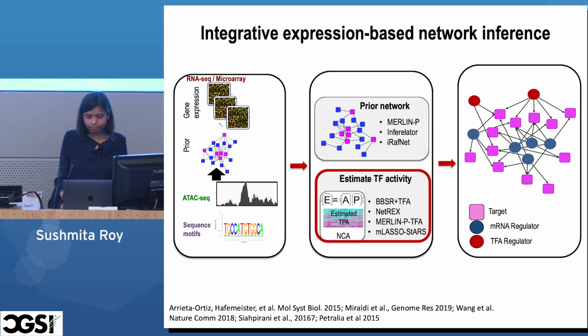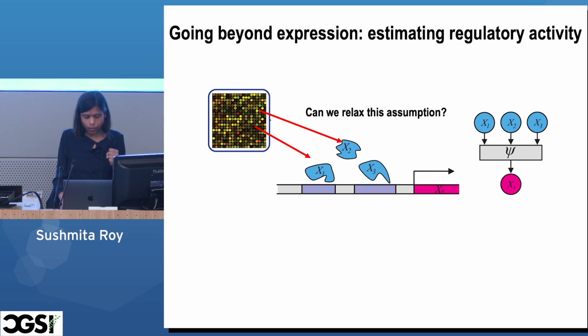So the second direction has been what is called estimating transcription factor activity. One of the big criticisms with using mRNA level of a regulator is that we know it's not really the mRNA level of the regulator. It's actually the activity level; maybe the protein level is much closer to what we should be using in our network inference algorithms. But we typically don't have protein levels. So can we actually relax this assumption where we're using the mRNA level of a regulator to predict the expression level of a target gene?